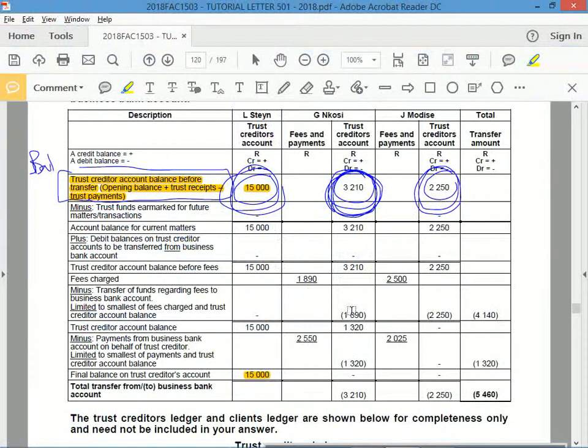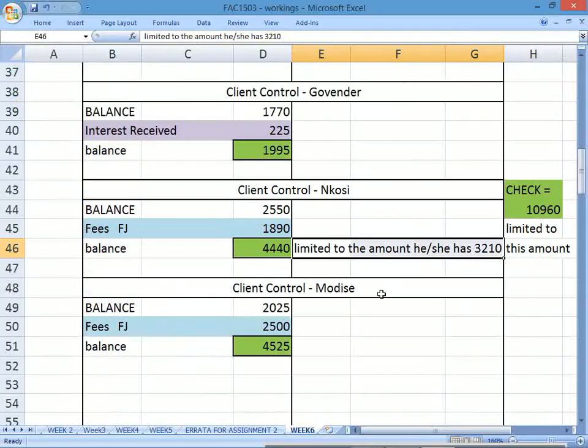So let's have a look at their working here. Okay, so what they've done is they've written the 3,210 there. Trust creditor account balance before fees. Okay, the fees charged, that was the fees charged to their account. Okay, they've seen the table personally is a lot more complicated because you've got a lot more other lines to fill in, and you just need to read these lines. Okay, so fees charged. I go to my workings.